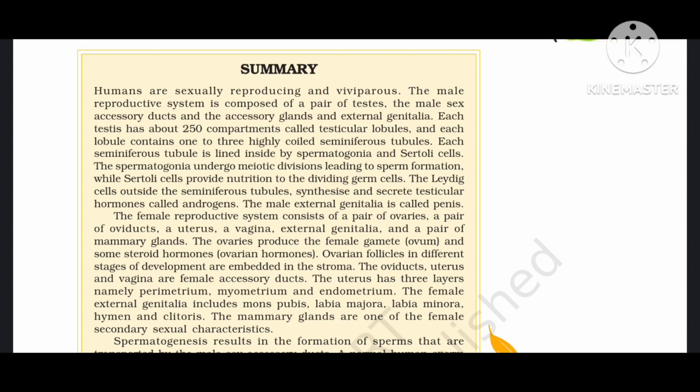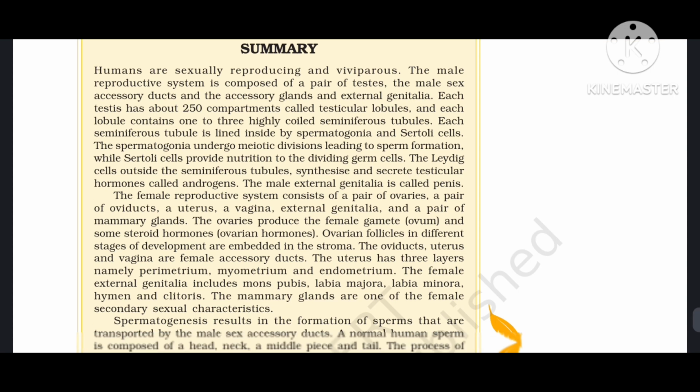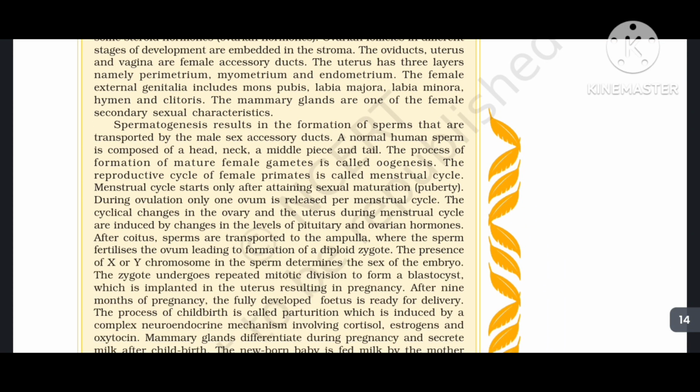The female reproductive system consists of a pair of ovaries, a pair of oviducts, a uterus, a vagina, external genitalia, and a pair of mammary glands. The ovaries produce the female gamete ovum and some steroid hormones, ovarian hormones. Ovarian follicles in different stages of development are embedded in the stroma. The oviducts, uterus and vagina are female accessory ducts. The uterus has 3 layers, namely perimetrium, myometrium and endometrium. The female external genitalia includes mons pubis, labia majora, labia minora, hymen and clitoris. The mammary glands are one of the female secondary sexual characteristics.